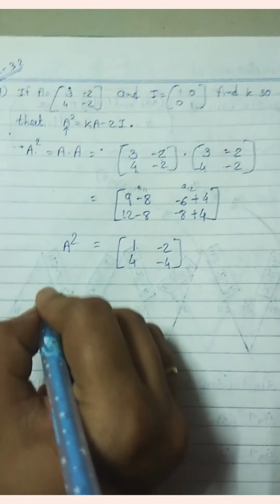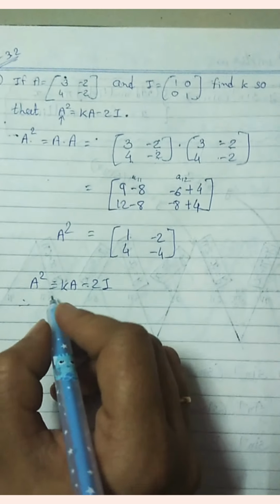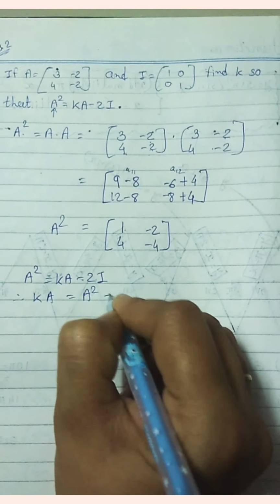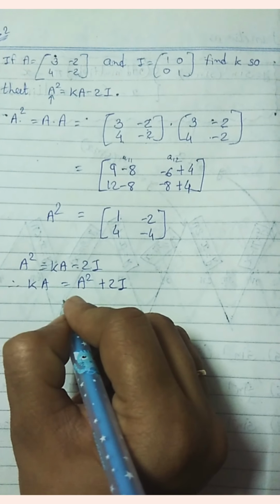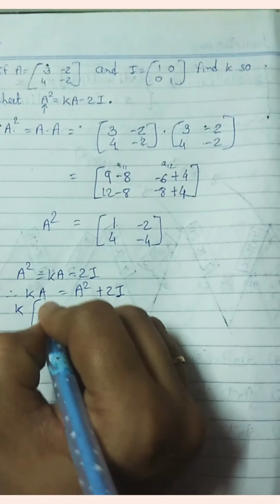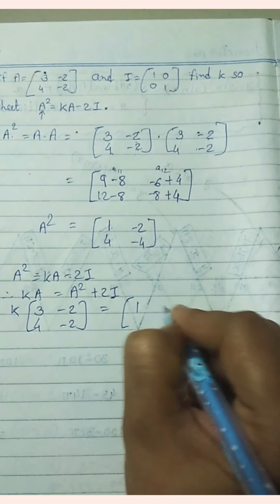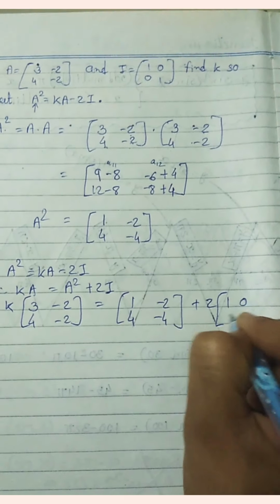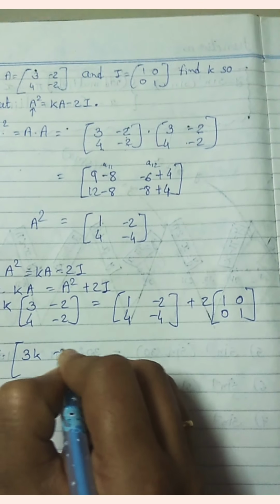Now what we want? We need the value of k. So just simplify it in a form like this. k is as it is. Change the side of 2I: I am moving 2 into I to the other side. So my equation is something like this: kA, A means your [3, -2; 4, -2], is equal to A squared, that is [1, -2; 4, -4], plus 2 into [1, 0; 0, 1]. Okay, so just multiply k inside it.